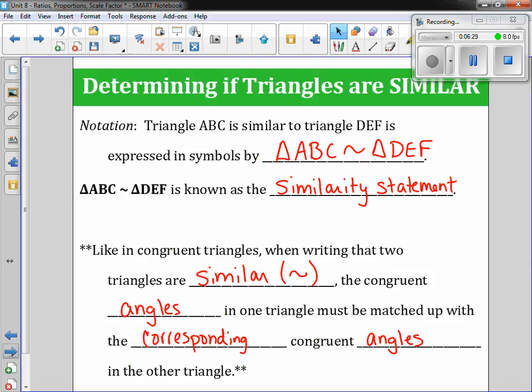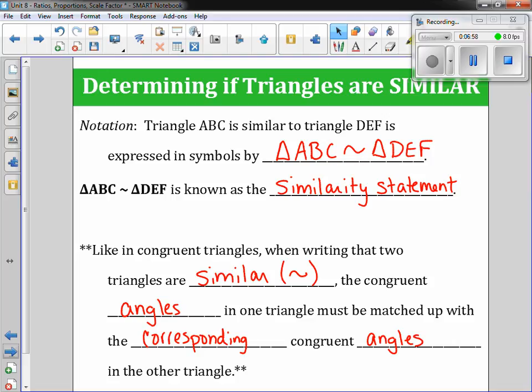If triangles are similar, then we are going to express them symbolically as triangle ABC is similar to triangle DEF using symbolic notation. This is also known as the similarity statement. Like in congruent triangles, when writing that two triangles are similar, the congruent angles in one triangle must match up with the corresponding congruent angles in the other triangle.